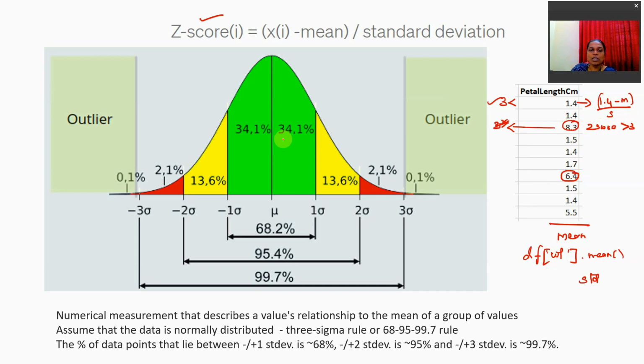Basically you see here, between plus or minus 1 standard deviation, you have about 68% of the data, between plus or minus 2 standard deviations around 95%, and between plus or minus 3 standard deviations, 99.7% of the data are normally distributed. Whatever data goes beyond 3 will be considered an outlier.